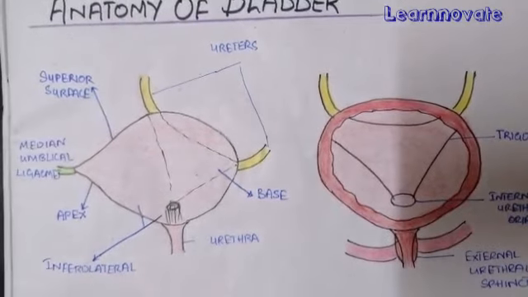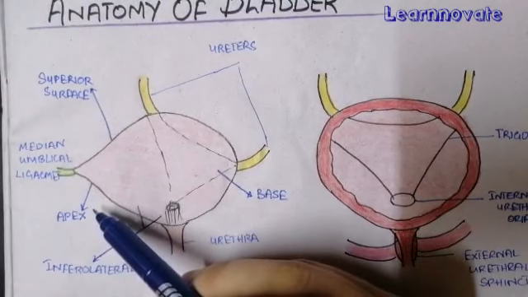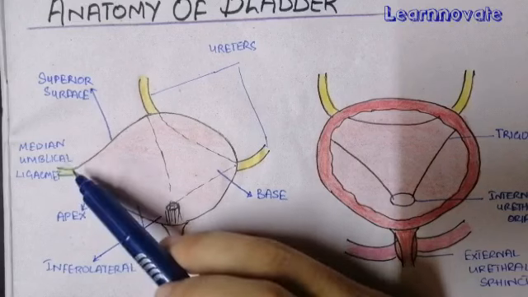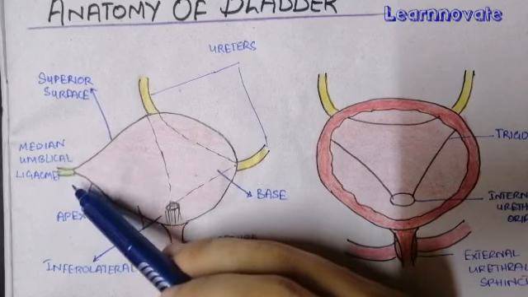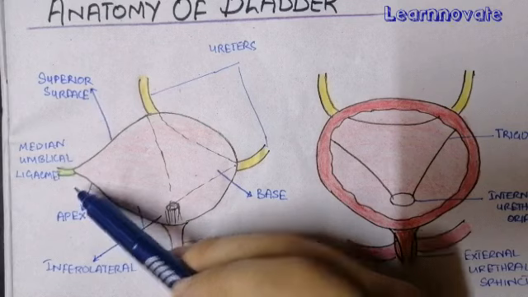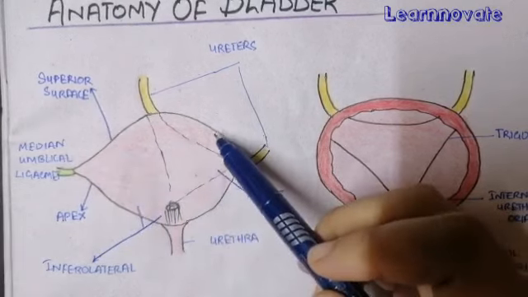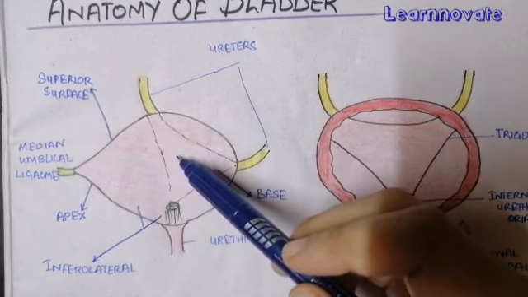The other structures present in the urinary bladder: the first one is the apex. Here you can see the urinary bladder is pinched towards the apex, and the apex has an important ligament, the median umbilical ligament. This median umbilical ligament is a remnant of the urachus, and it is attached to the anterior apex side of the urinary bladder. On the superior side of the urinary bladder, you can see the openings of the ureters and it is covered over the urinary bladder.